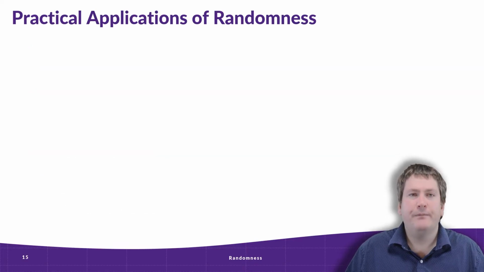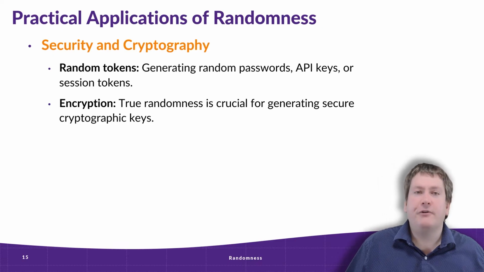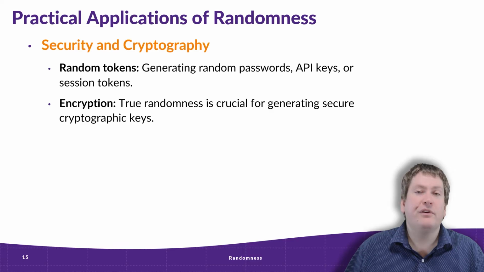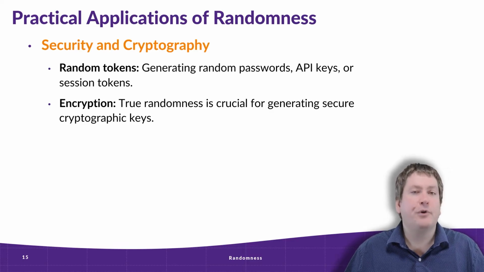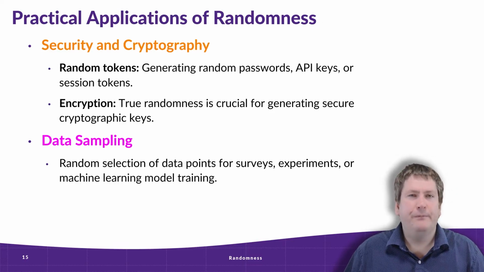We also have things like security and cryptography, like generating random tokens, such as random passwords, API keys, or session tokens, as well as things like encryption, where we need to have a true source of randomness to make things like cryptographic keys. And there's also things like data sampling, where we need a random selection of data points for surveys, experiments, machine learning models, as well as many other things. I'm sure you could think of many more examples as well.